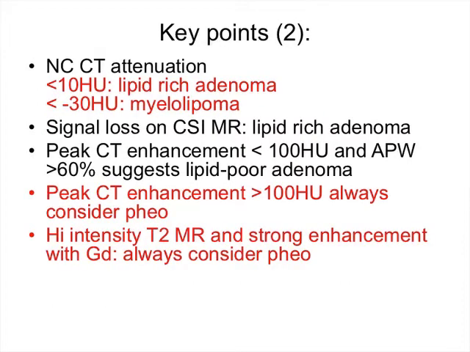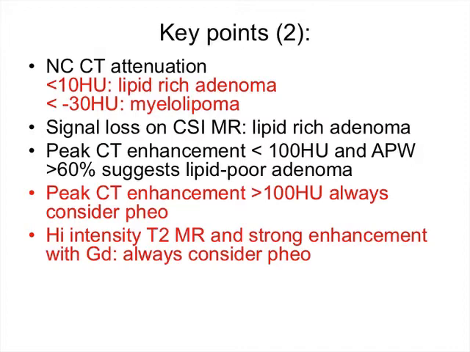And then finally, we can make a confident diagnosis of a benign lesion if we see attenuation values less than 10 Hounsfield units or signal loss on chemical shift imaging, in which case it's a lipid-rich adenoma. If it's less than minus 30 Hounsfield units, that's macroscopic fat. That's a myelolipoma with very rare exception.